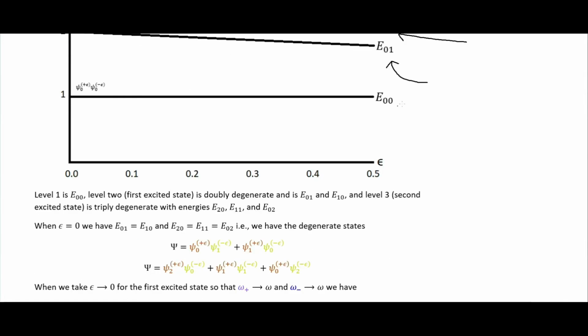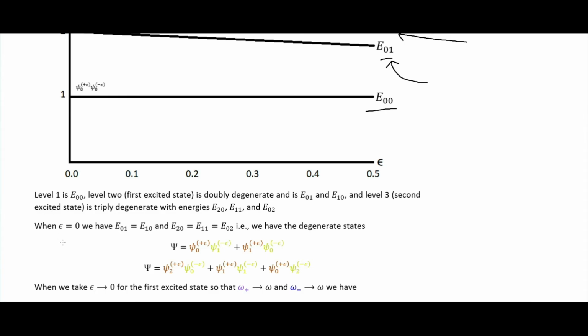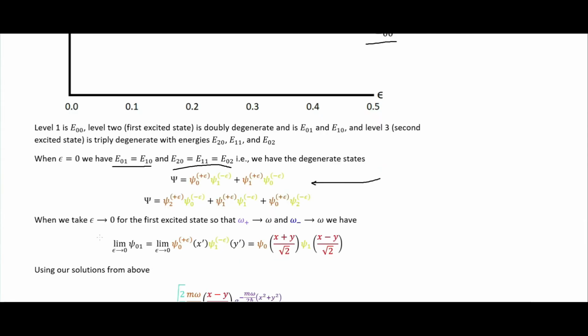So the level 1 here is just our energy 0, 0. Up here we have the energy 1, 0 and the energy 0, 1. Then up here is the 0, 2, 1, 1 and 2, 0. And so when we have epsilon equal to 0, E01 and E10 are equal to each other, and these three are equal to each other. And so we have these degenerate states here. And so when we take our epsilon to 0 for the first excited state, we have these two frequencies converging down to this single frequency right here.